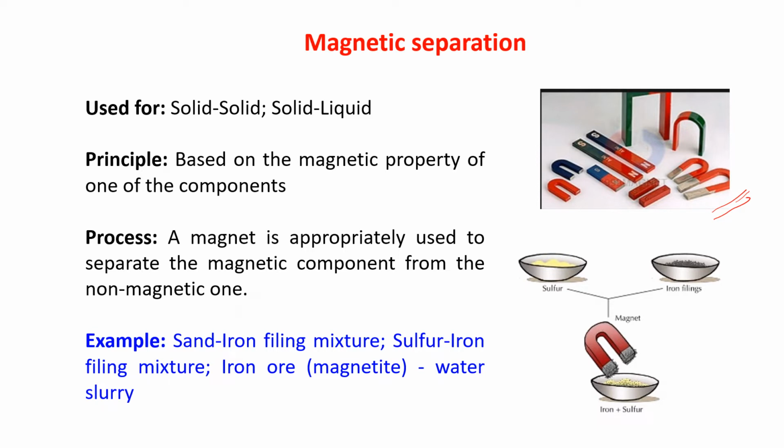You can see the diagram here. This is a mixture of iron and sulfur taken in a bowl. This magnet is known as a horseshoe magnet. The horseshoe magnet is brought near the mixture, and as we take the magnet over this mixture, the magnetic component, that is iron, will be attracted towards the magnet and sulfur will be left in the bowl.